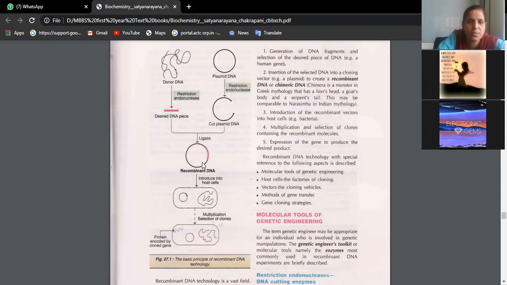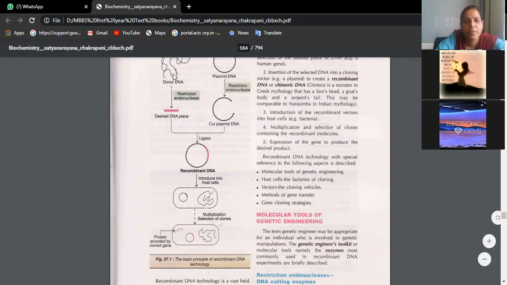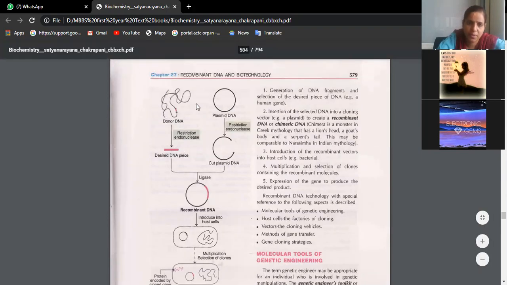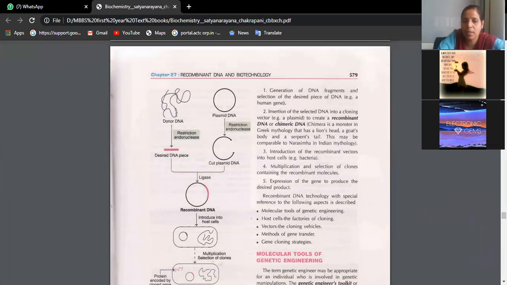Now let us see what this is. Suppose, see here, in a person a particular gene is missing which codes for the insulin hormone. So for that purpose, you take one donor DNA. In that donor DNA, we choose the place which codes for that particular protein, like the insulin hormone.